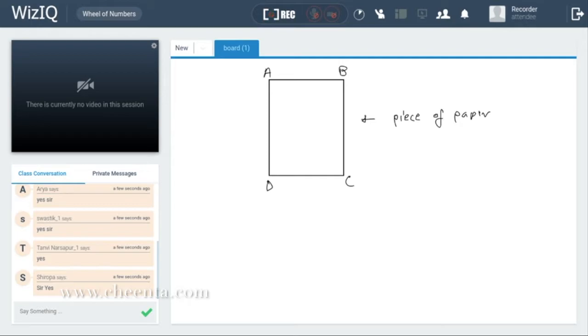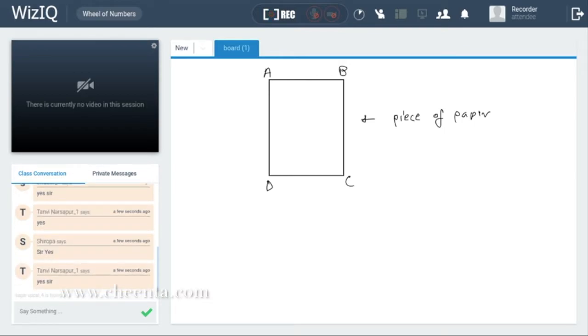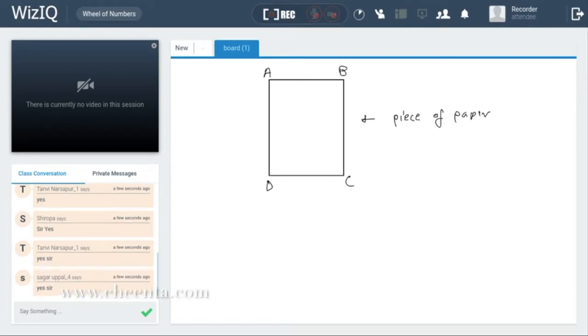Got it? Okay. Okay, I see Tanvi, Sagar, and Arya says yes, they have got one. So this will be vital to the next part of our discussion.